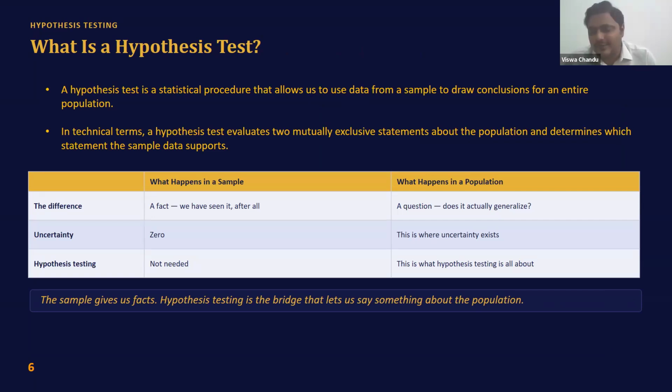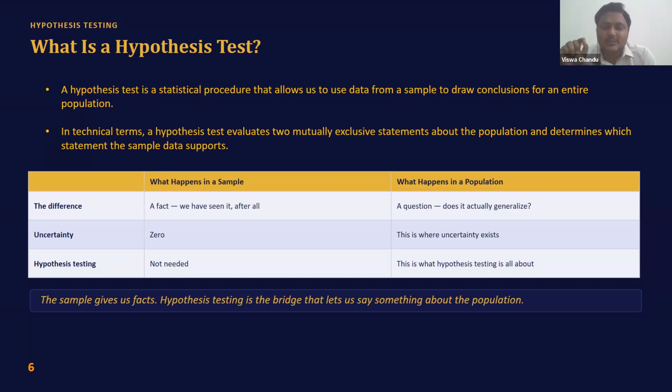So I always say, whenever I talk on hypothesis testing, on NHST, this is the single most take-home message. You are working on samples and you want to draw conclusions about the populations. A hypothesis test is a procedure that allows you to do so. In technical terms, a hypothesis test evaluates two mutually exclusive statements about the population and determines which statement the sample data supports.